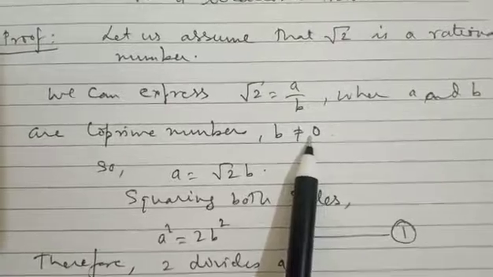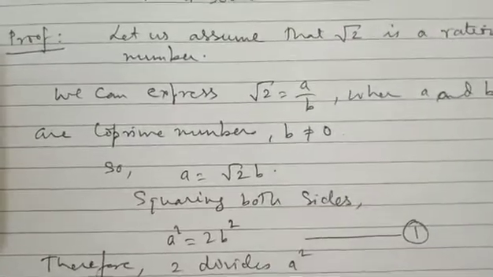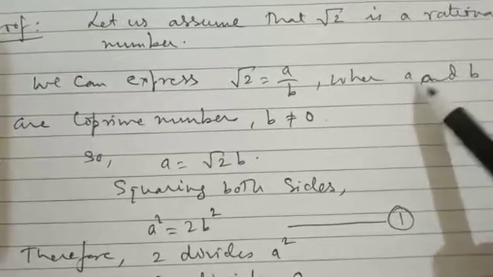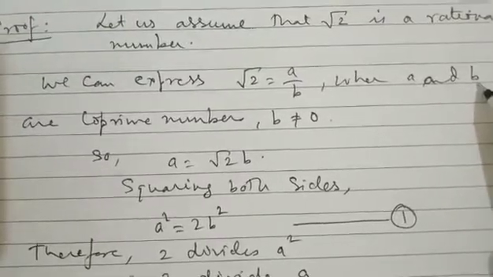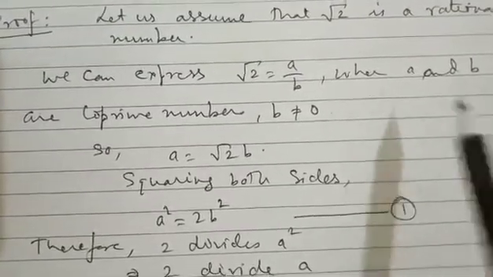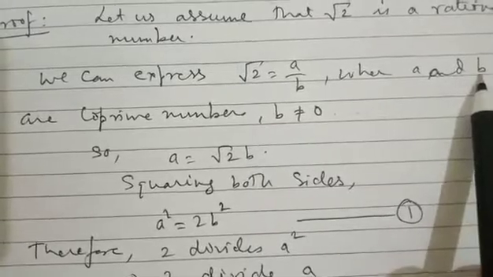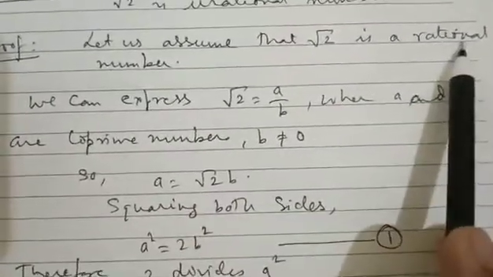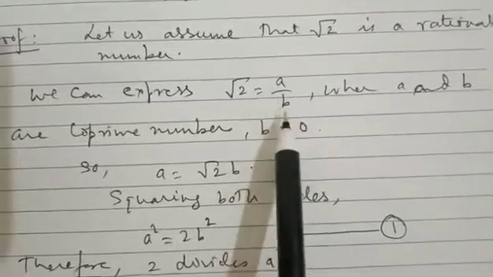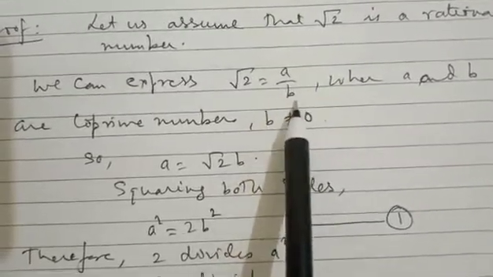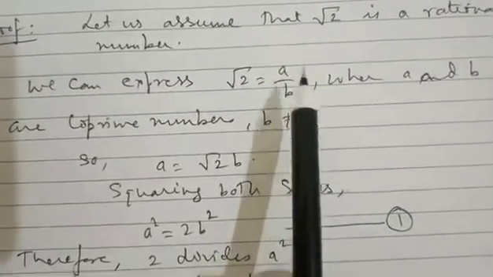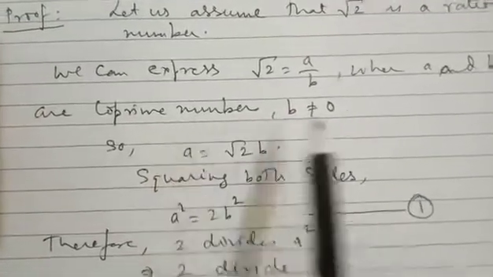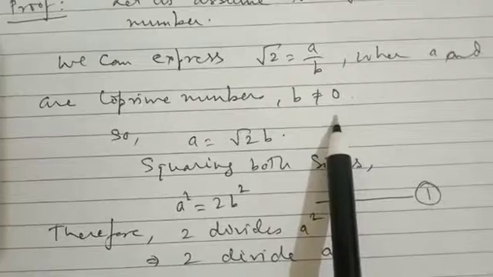The question comes, what is a co-prime? Co-primes are the numbers which have only common factor as 1. They are the numbers whose HCF is 1. So we are assuming that root 2 is a rational number and it is in the form of a by b, but this a and b are co-prime numbers and b is not equal to 0.